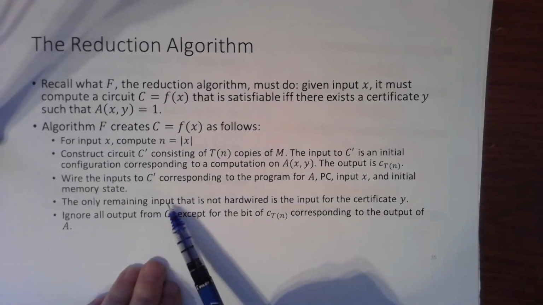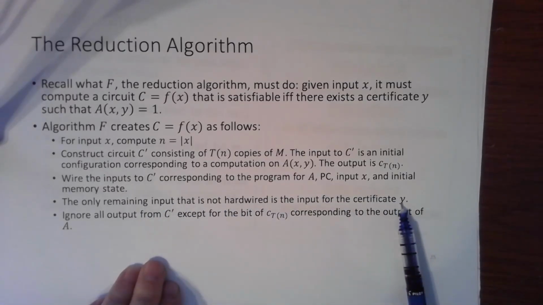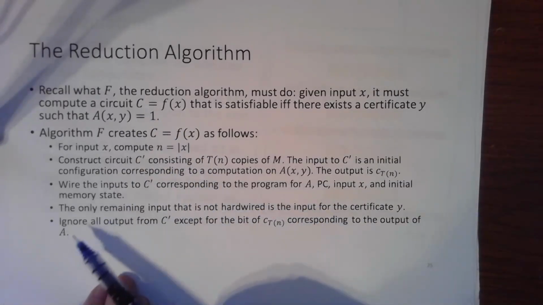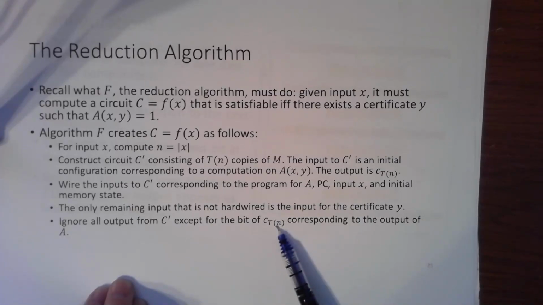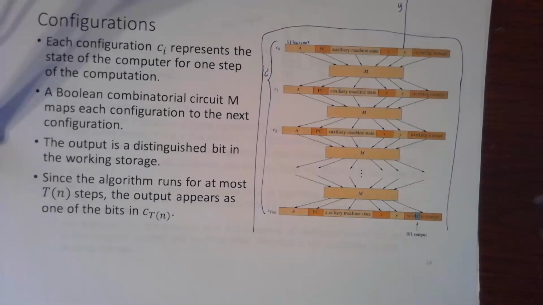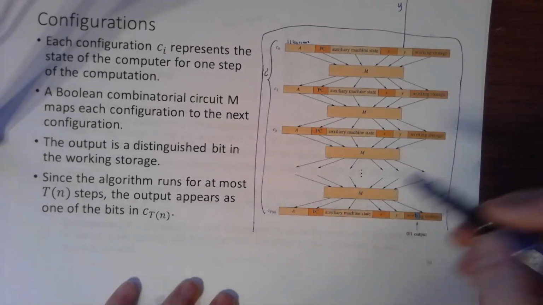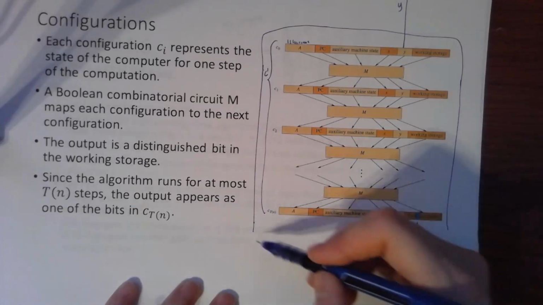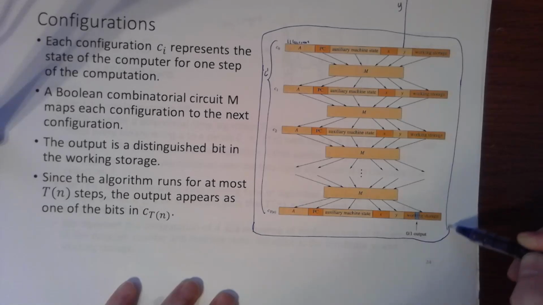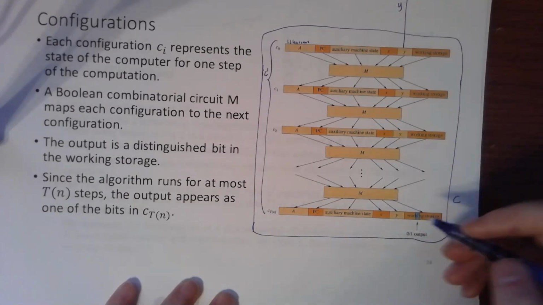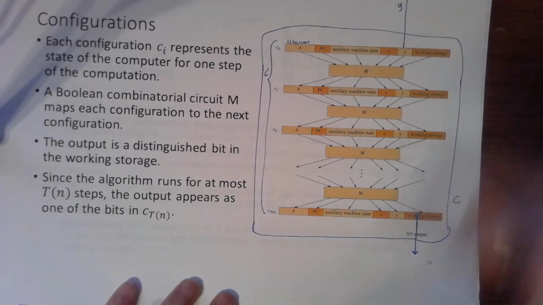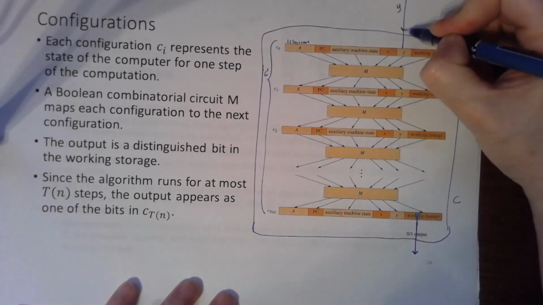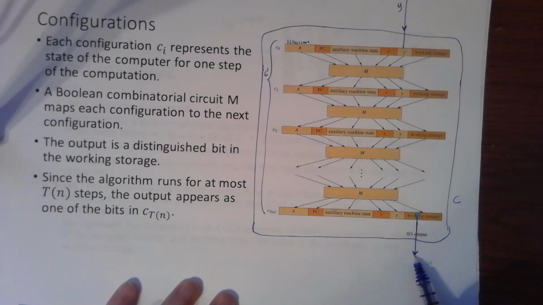So the only remaining input that's not hardwired, like we said, is a certificate. Then to create the circuit C, we're going to ignore all of the output from C prime except for that last bit, and that will be the output of C. So this is C prime, and C is this circuit right here where we take this one bit and call that the output of C. This is the input to the circuit, Y, and this is the output of the circuit.